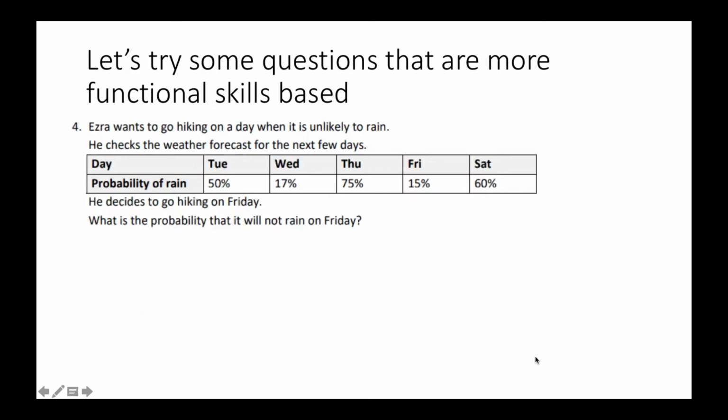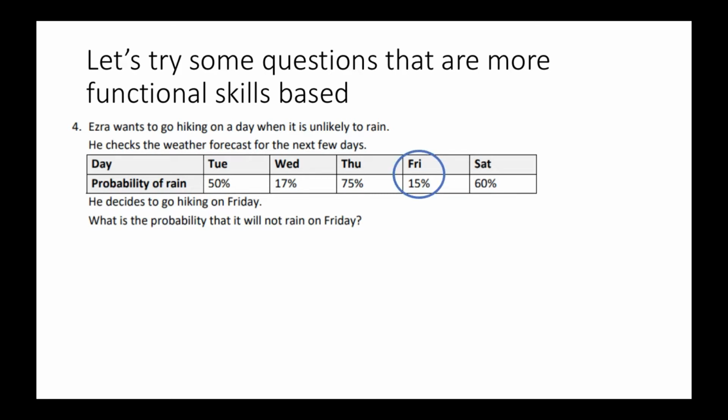Okay, question number 4. Again, pause the video and have a go if you want to. Azra wants to go hiking on a day when it is unlikely to rain. He checks the weather forecast for the next few days. He decides to go hiking on Friday. What is the probability that it will not rain on Friday?